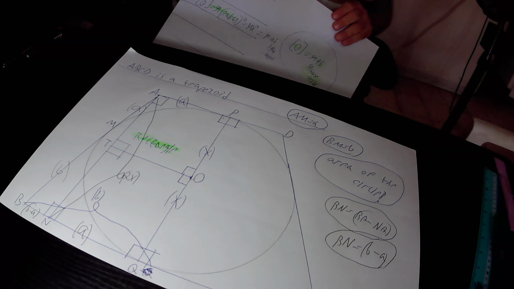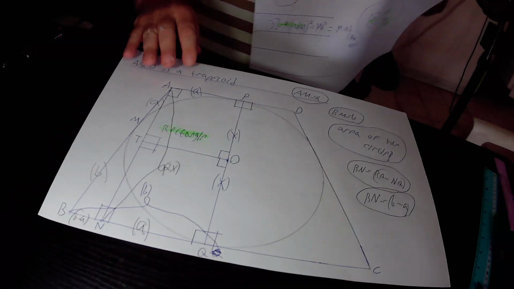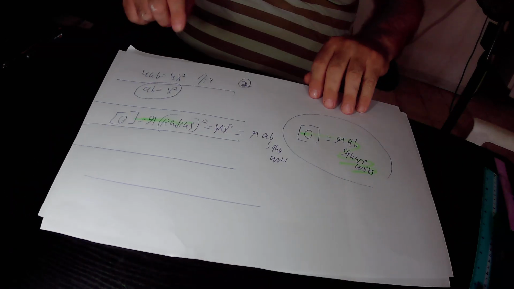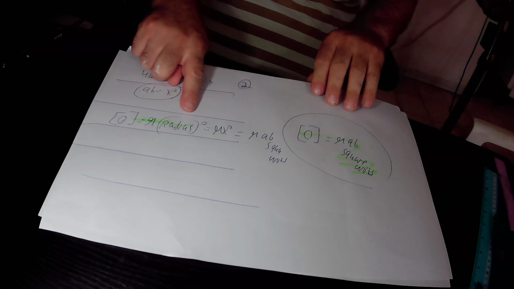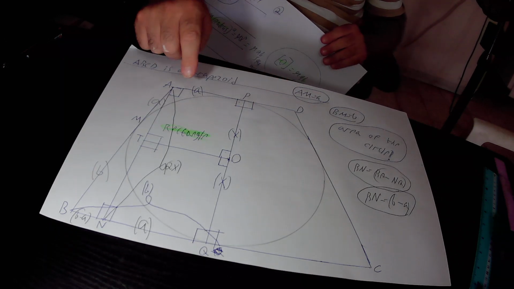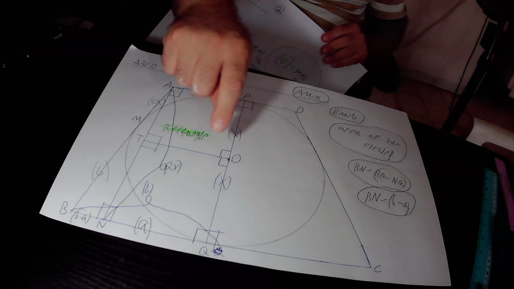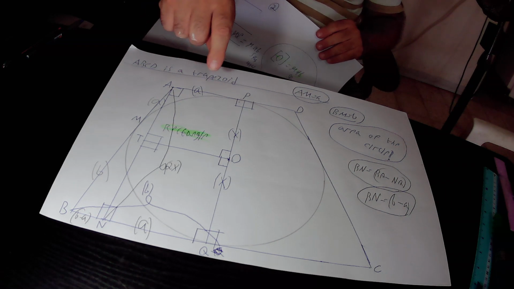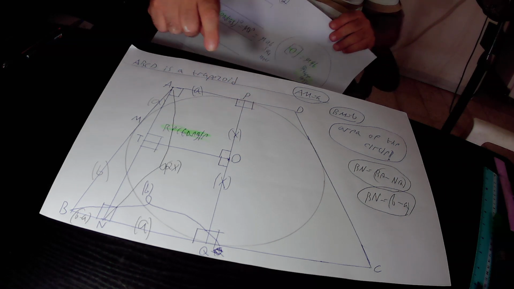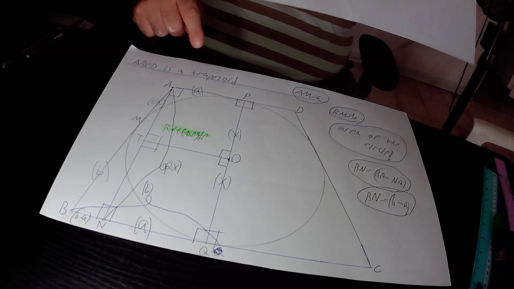Our mission is to find out the area of this circle. Actually, the area of any circle equals pi times the radius of the circle squared. And therefore, the area of this circle must be equal to pi times the radius of this circle squared. The radius of this circle is x, therefore the radius squared is x squared. So in total, the area of this circle must be equal to pi x squared.